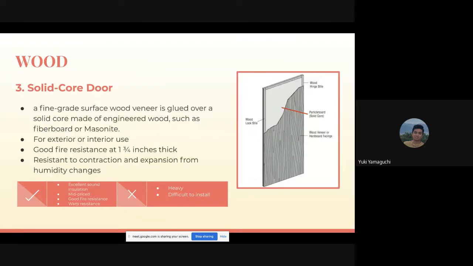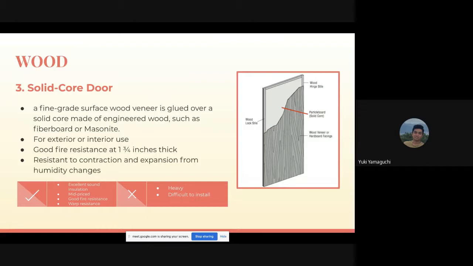The third type of door is a solid core door. It's made from a fine grade surface wood veneer, which is glued over a solid core made of engineered wood, such as fiberboard or masonite. It's for exterior or interior use. It's good at fire resisting if it's at 1 3/4 inches thick. It's also resistant to contraction and expansion from humidity changes.